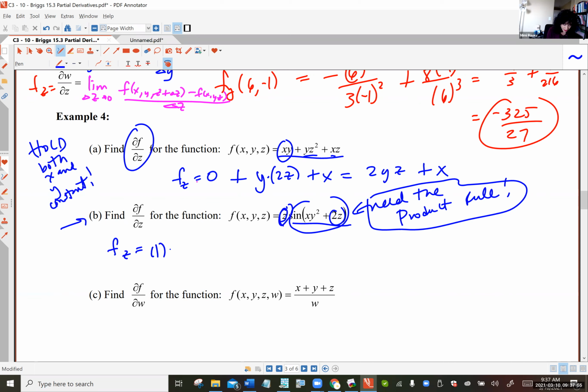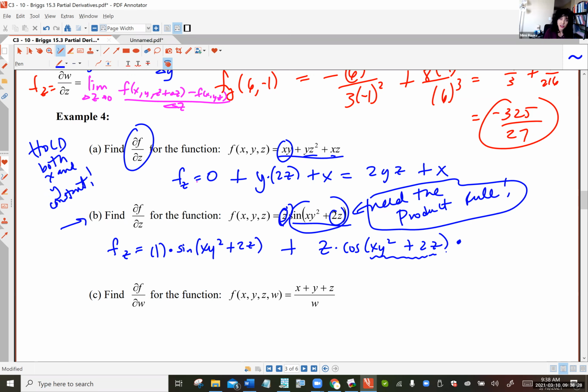is just 1, times the other factor. I'm just going to copy it down, sine of xy squared plus 2z. Plus the z times the derivative of that sine function with respect to z. So you're going to use the chain rule. You're going to have cos of xy squared plus 2z multiplied by the derivative of xy squared plus 2z with respect to z. So what's the derivative of that argument for your cosine, but with respect to z?